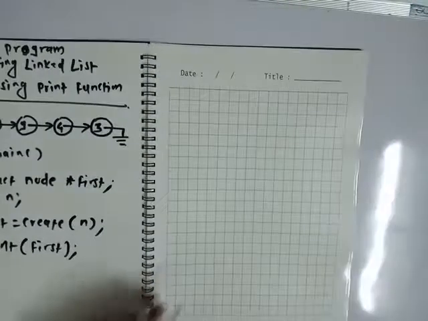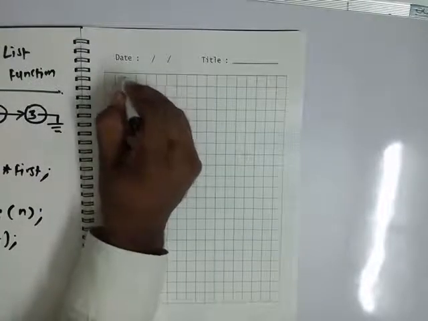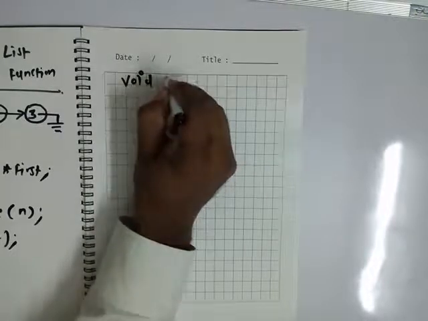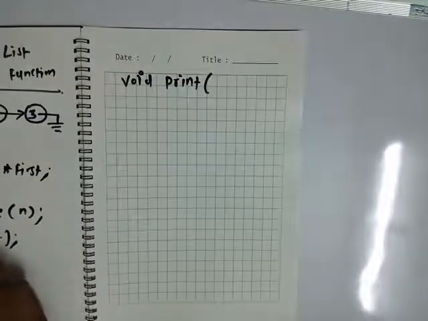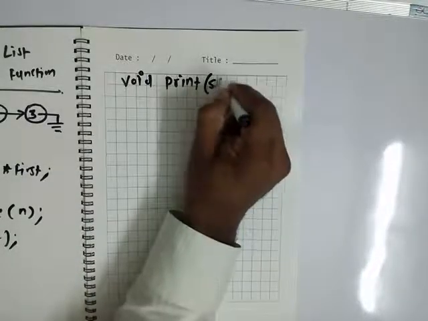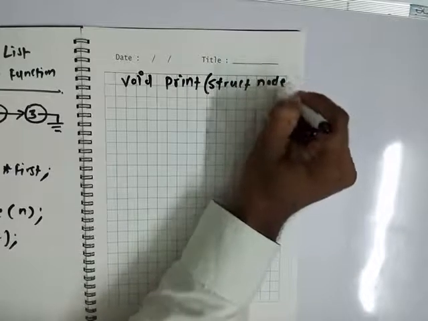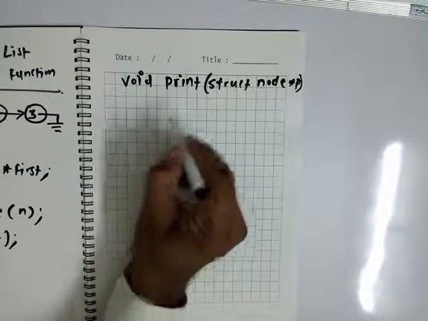So here is our print function. As the print function will not return anything to main, its return type will be void, print. We are passing the address of the linked list, or the address of a node, so we must have a structure node pointer there. Struct node star p, right? Struct node star p. p is a pointer.